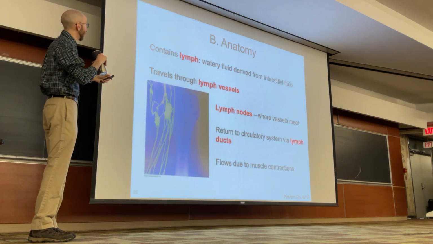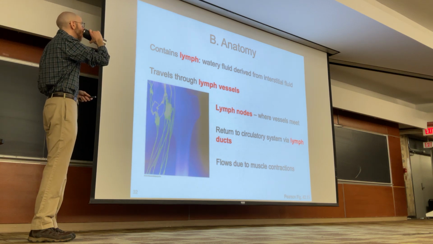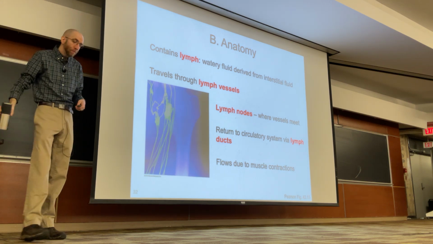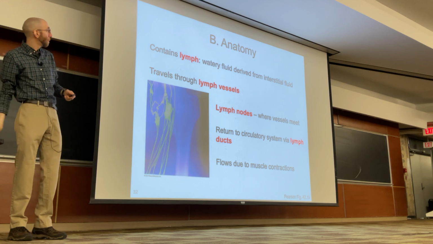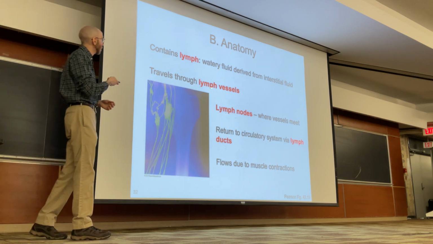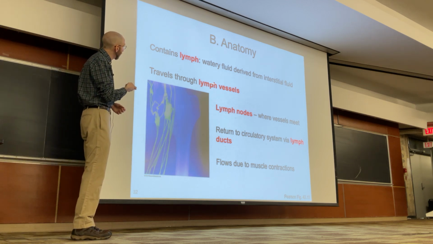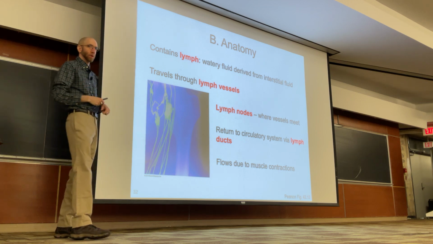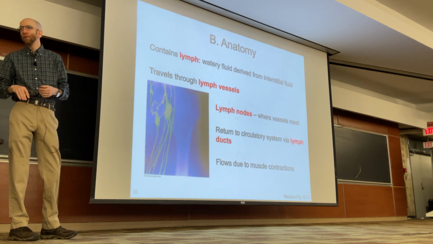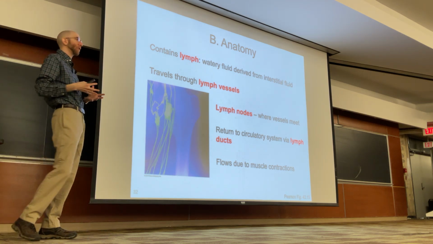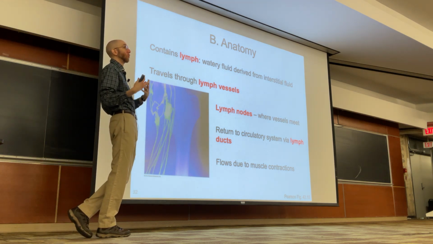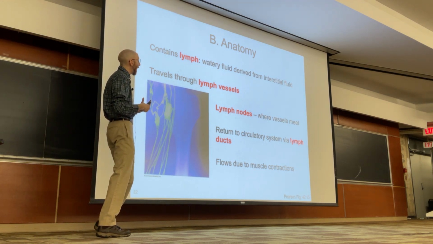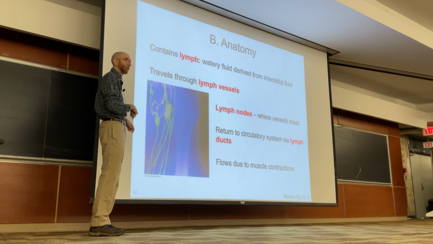All right, interstitial fluid back to the blood. The lymphatic system is made up of vessels called lymph vessels, and it contains a fluid called lymph, which is very watery, derived from interstitial fluid. So it's not going to take all of the proteins and the solutes that are in the interstitial fluid, but it's going to take some of the water from the interstitial fluid, and it's going to circulate back through the body via these lymph vessels.